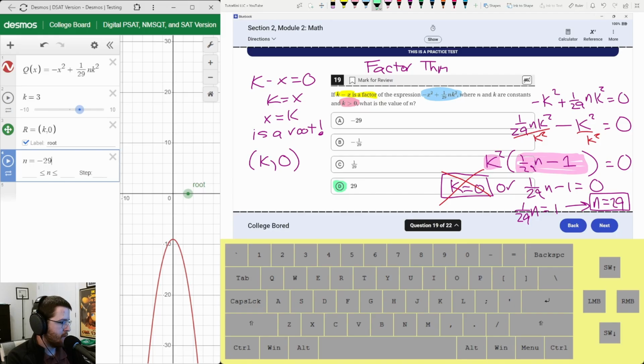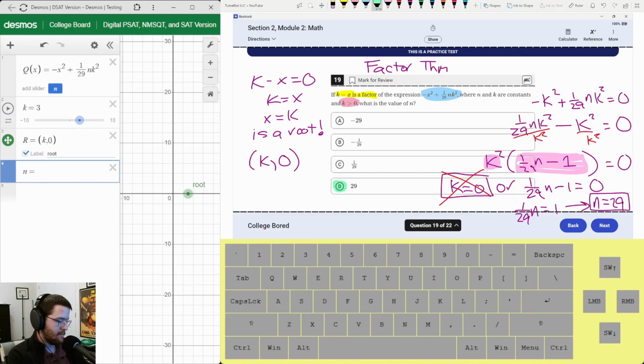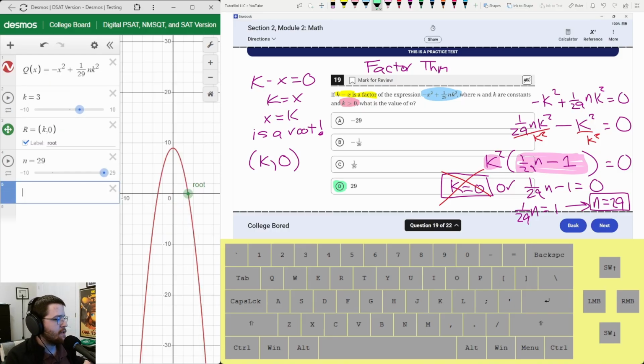And that does not go through the root. Let's try negative 1 over 29. That does not go through the root, so it means k minus x is not a factor. Let's try positive 1 over 29. That also does not go through the root, so that means k minus x is not a factor. And now let's try positive 29. Looks good. That goes through the root. So there was still a little teensy bit of work you had to do. You still had to figure out that them telling you that that factor was a factor told you one of the roots. But once you figured that out, we could use the answer choices to guess and check really quickly.